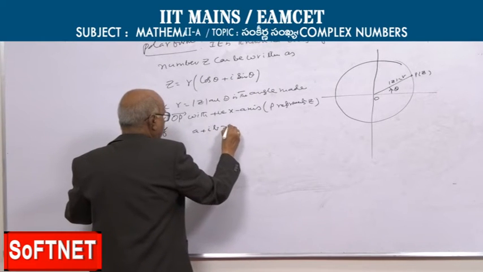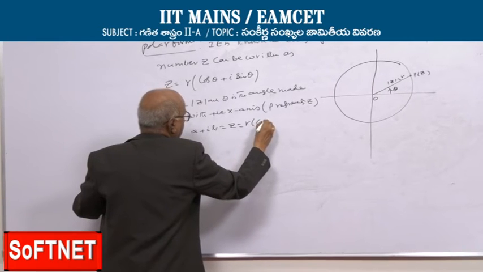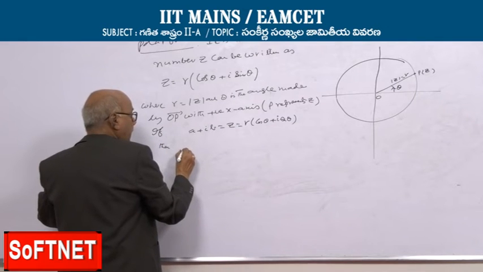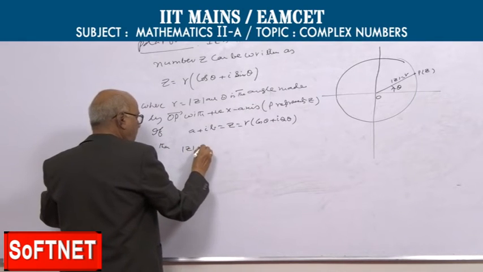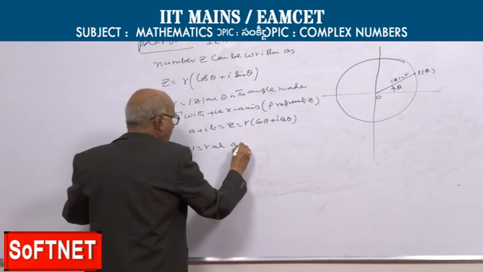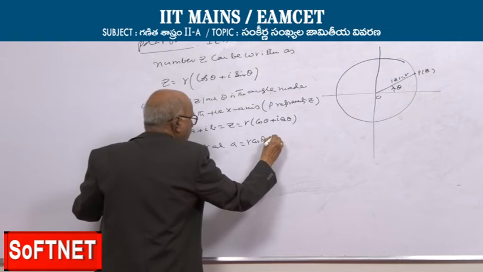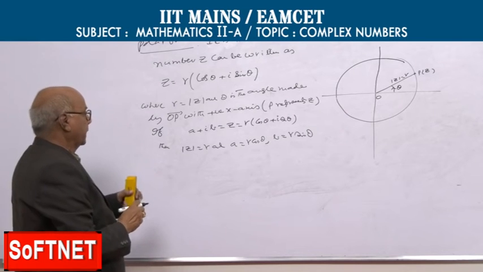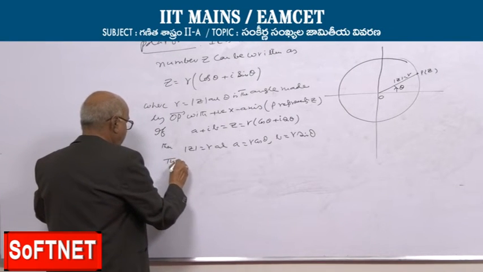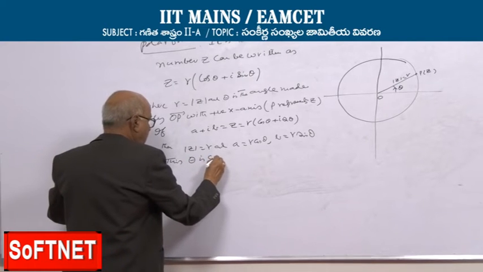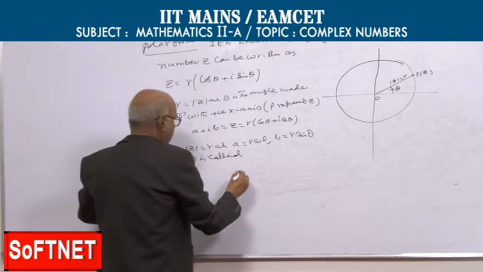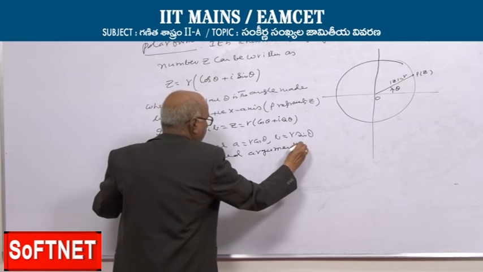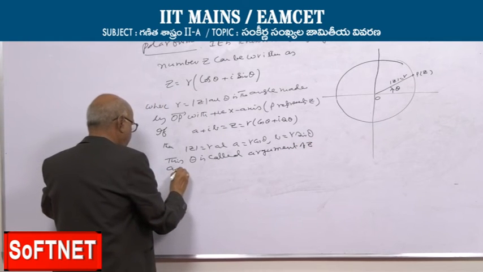So if Z is equal to A plus iB is equal to R into cos theta plus i sin theta, then the mod Z is equal to R, and A is equal to R cos theta, and B is equal to R sin theta. So this theta is called arg Z, called the argument of Z.